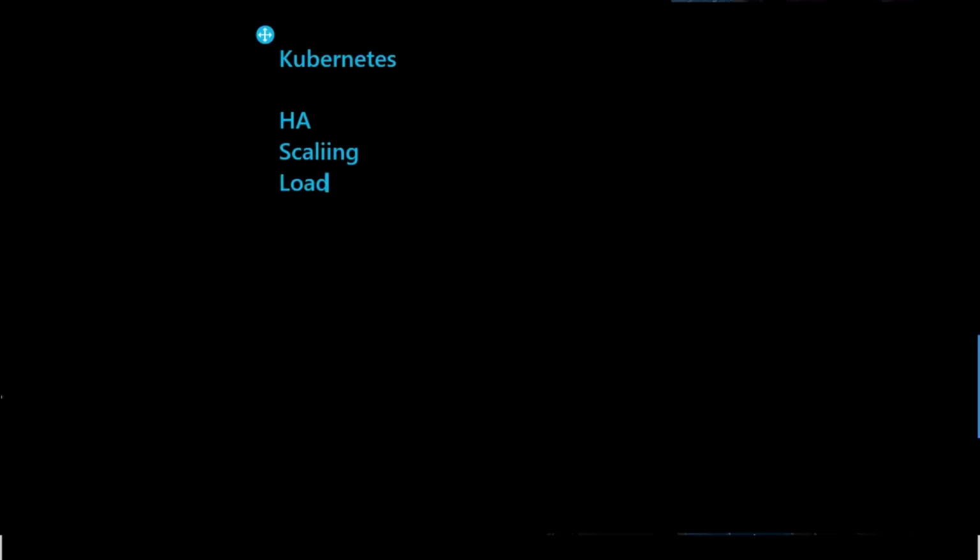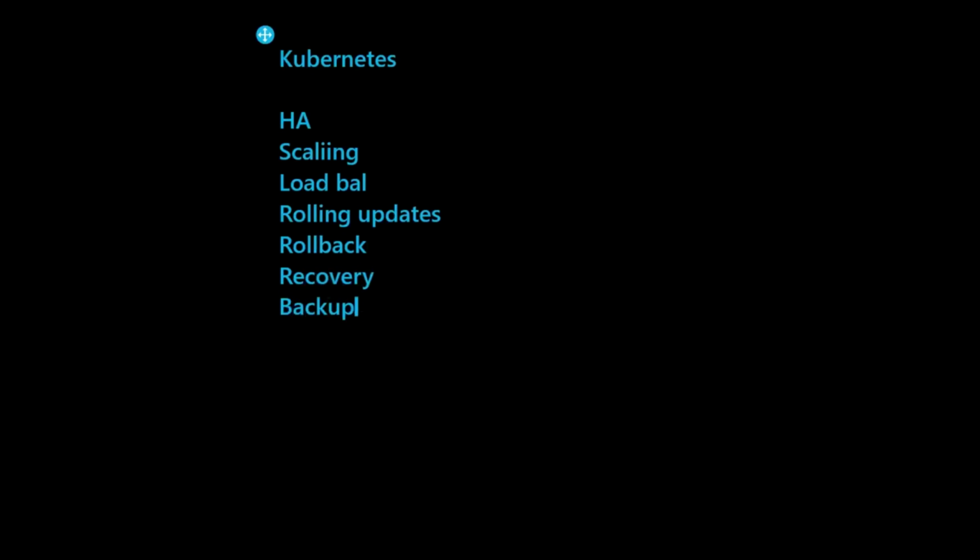Scaling, load balancing the containers on the cluster, rolling updates, rollbacks, and it also helps in recovery and backup. Right, all of these are container orchestration or container management. So how does this work? Again, Kubernetes manages containers on a group of Docker hosts. So what are those Docker hosts? How are the containers placed on these Docker hosts? Let's see.